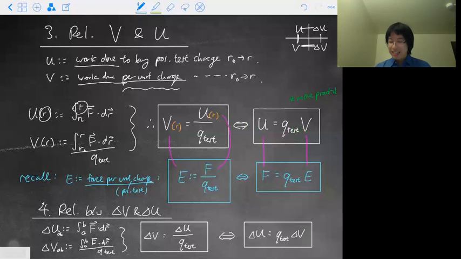Okay, so energy, one more time, is energy and potential. The relationship is the potential is this divided by test charge.